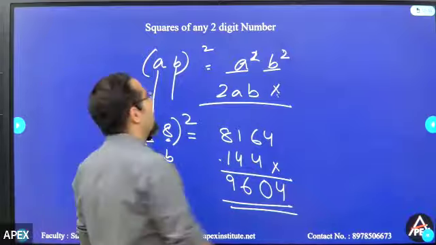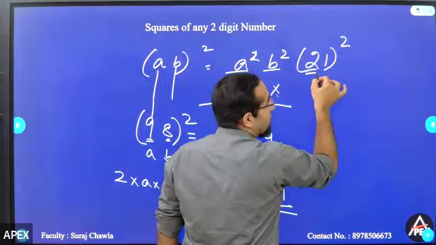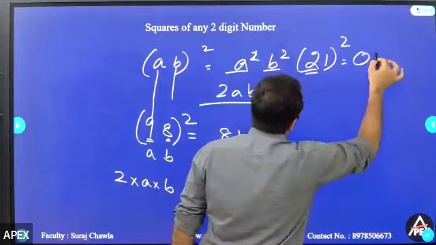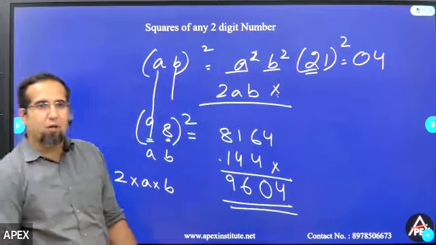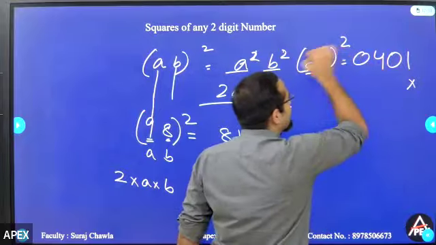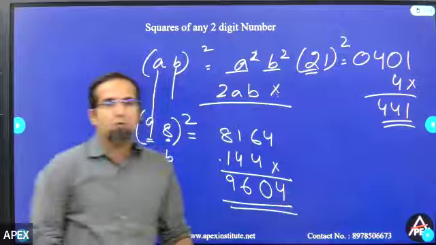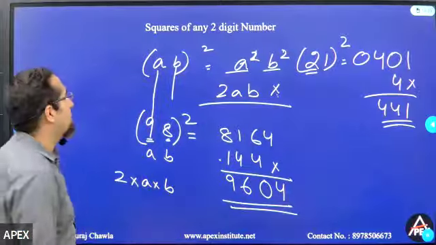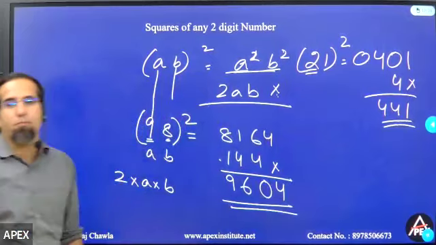Okay, suppose I'm calculating 21 square. So what is 2 square? 4. I will write that as 04. What is 1 square? 1. So I'll write that as 01. And then it's 2AB, that is 4, which gives 441. My bad, sorry guys. Clear? So the second condition is that A square and B square should be two-digit numbers.